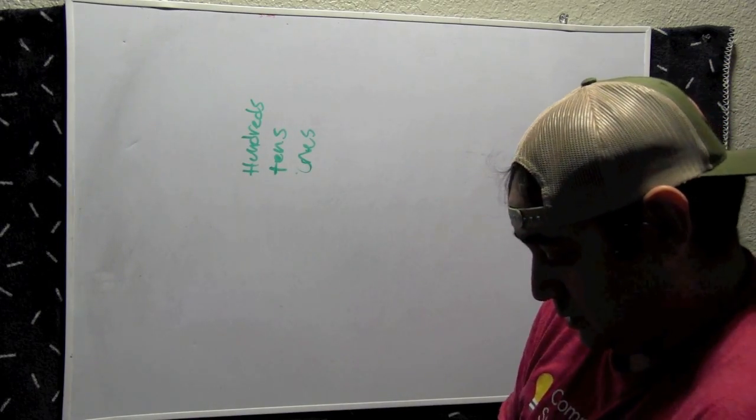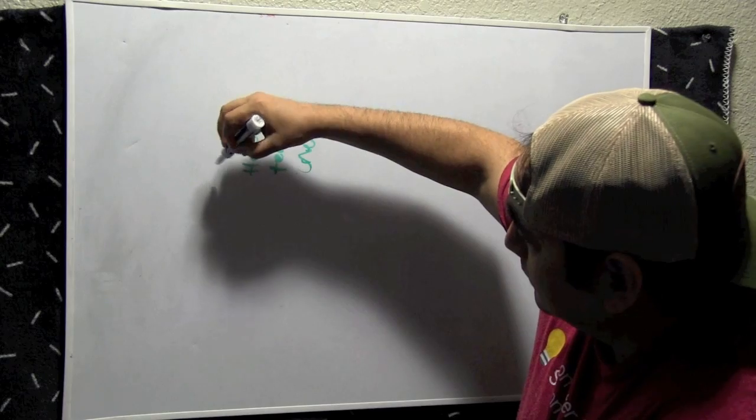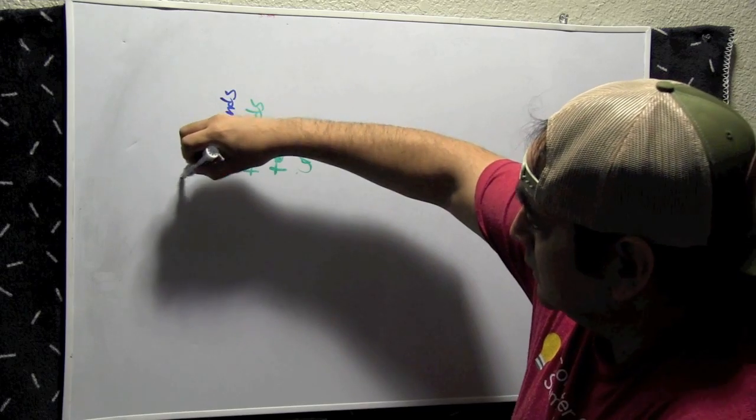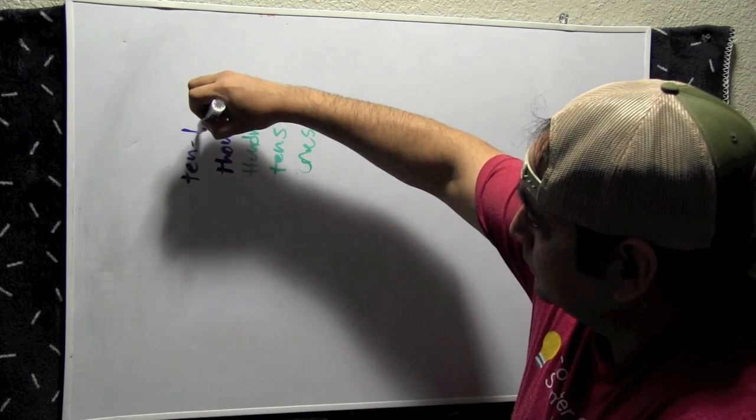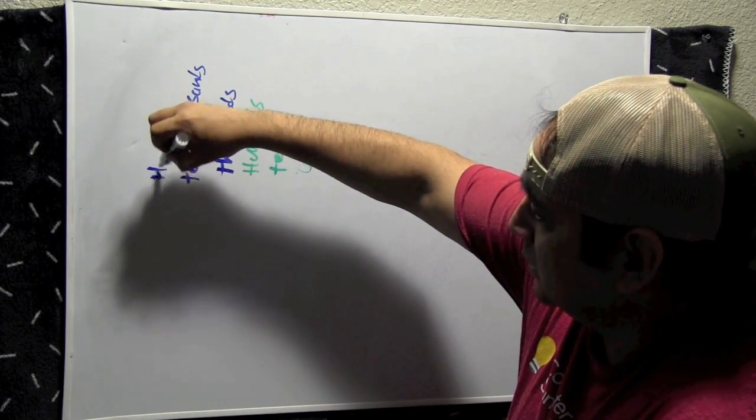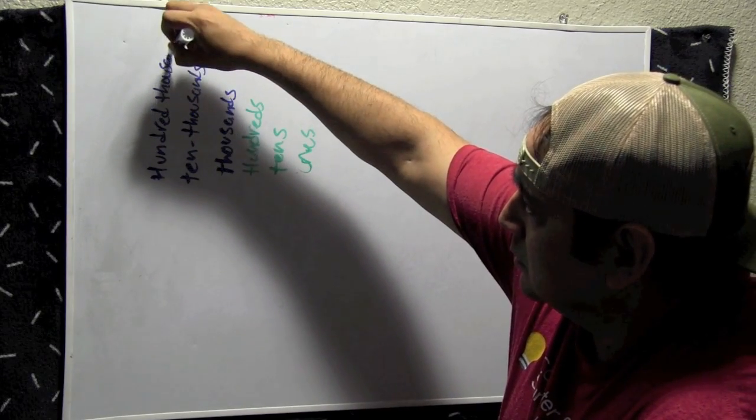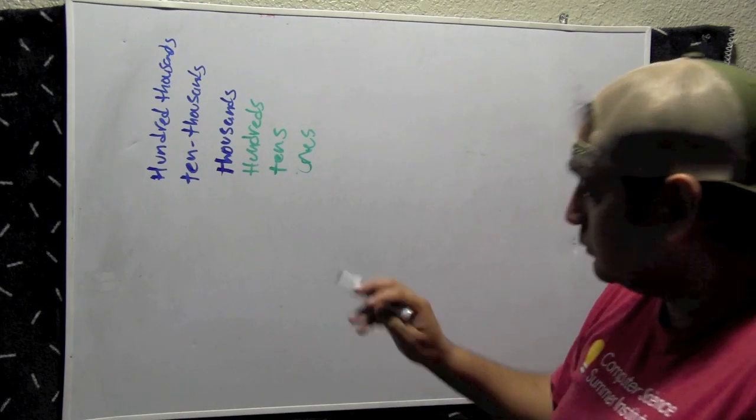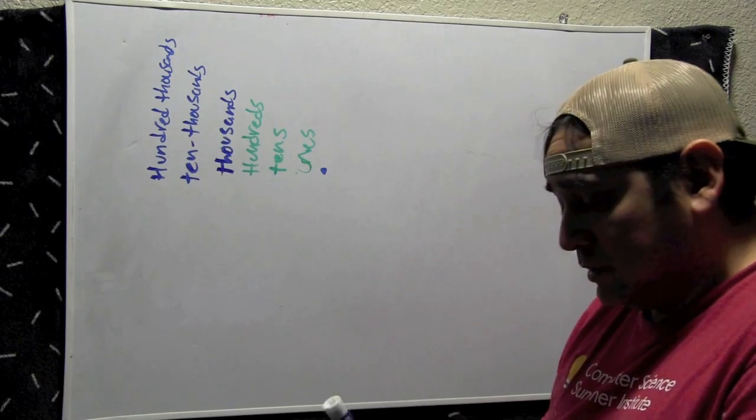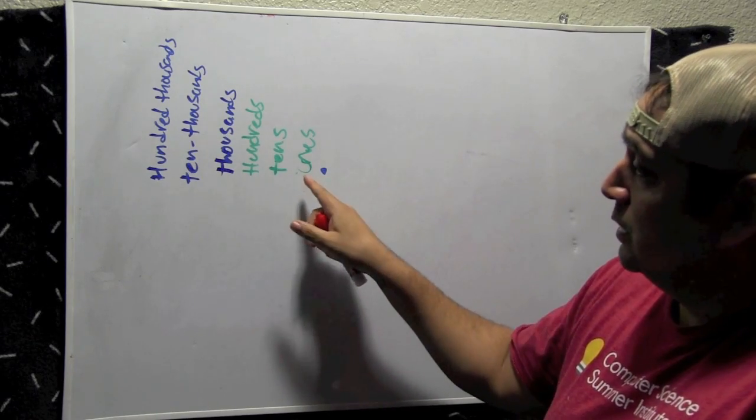then we're going to switch to blue: thousands, and 10,000s, and 100,000s. There's a decimal right here. And on the other side of this decimal, there's no ones.